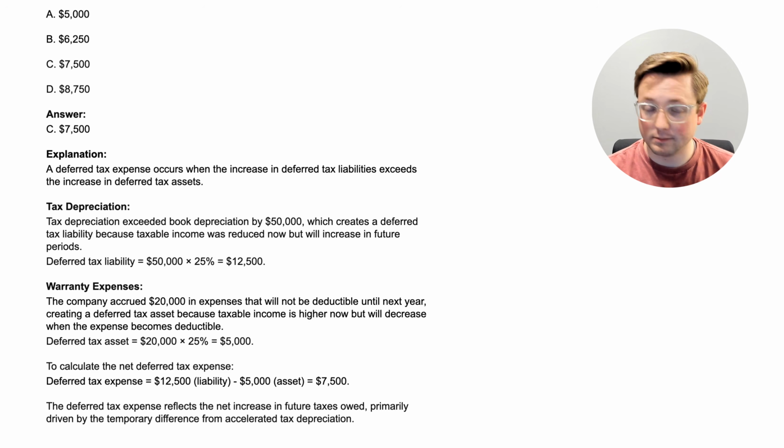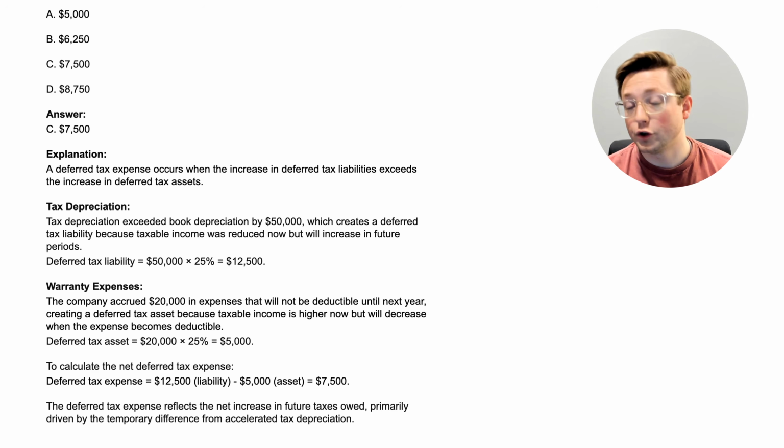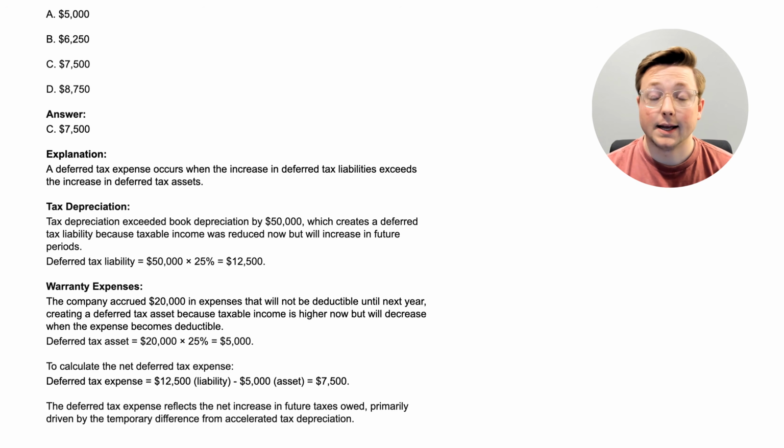Let's walk through this. Tax depreciation, again, this is a temporary difference. The tax depreciation exceeded book depreciation by $50,000, which creates a deferred tax liability because they are reducing their taxable income this year, but it's going to be reversed and they're going to have to pay more taxes in future years, so that's why it's a liability. So $50,000 multiplied by the 25% in future years, because remember, deferred tax liabilities and assets are in future years. And so even though the 30% tax rate is for the current year, in future years, when these deferred tax liabilities and assets actually take effect, the tax rate is going to have changed to 25%. So that's why we use 25% here.